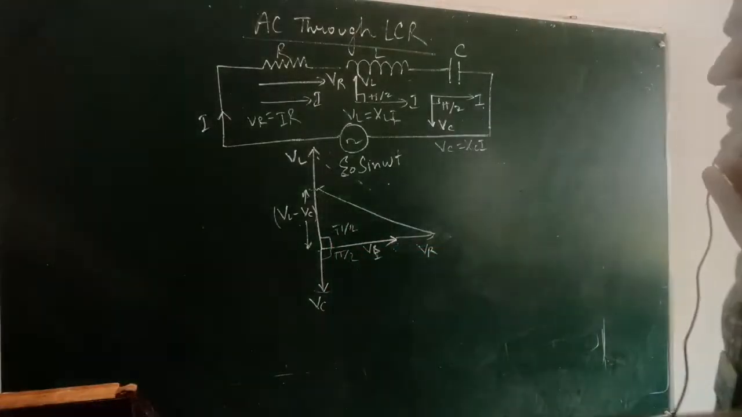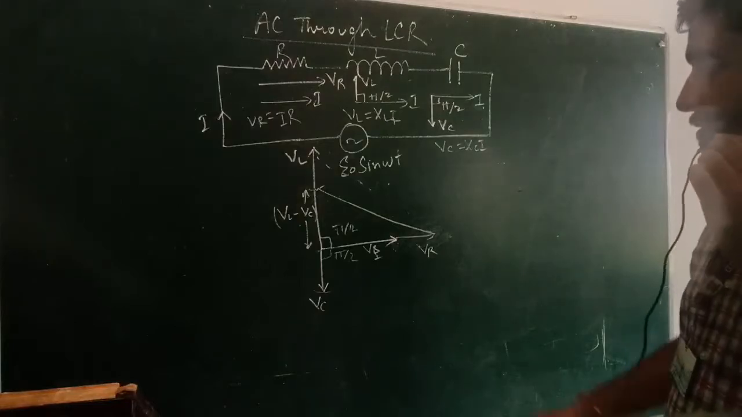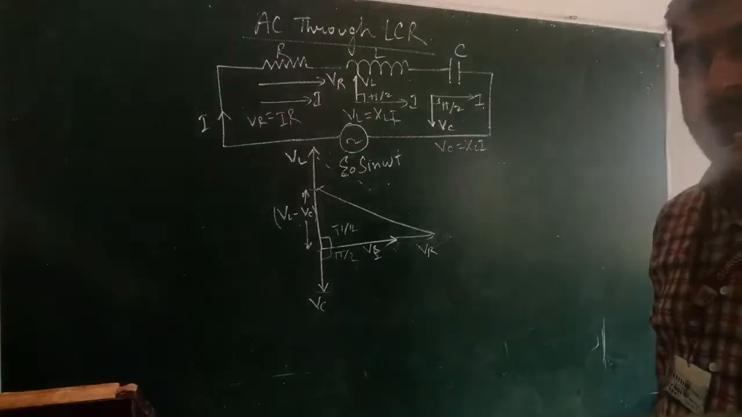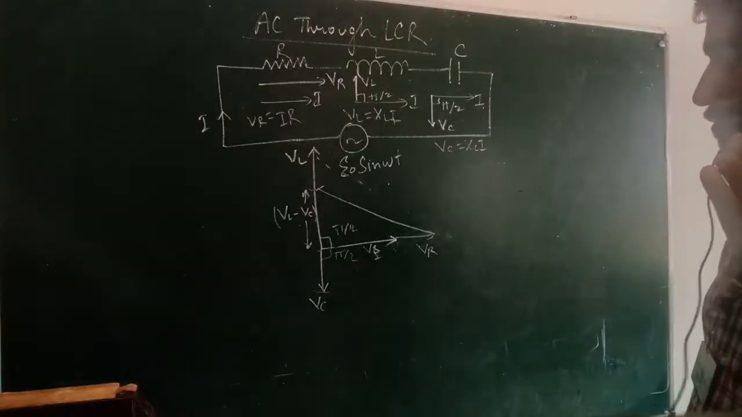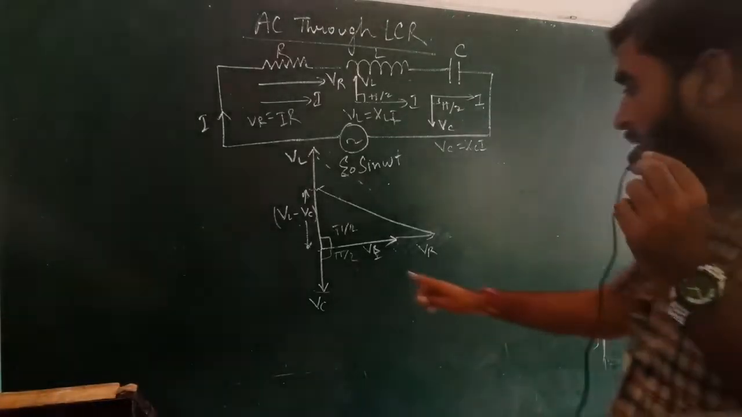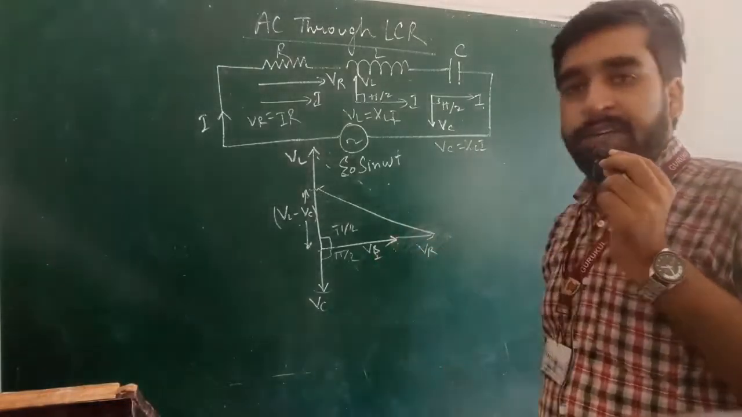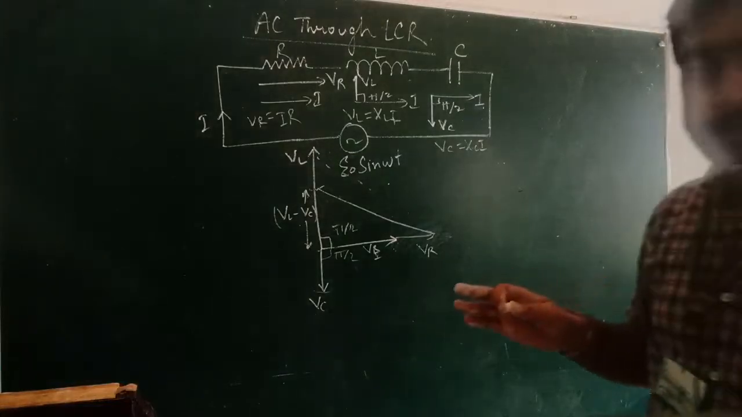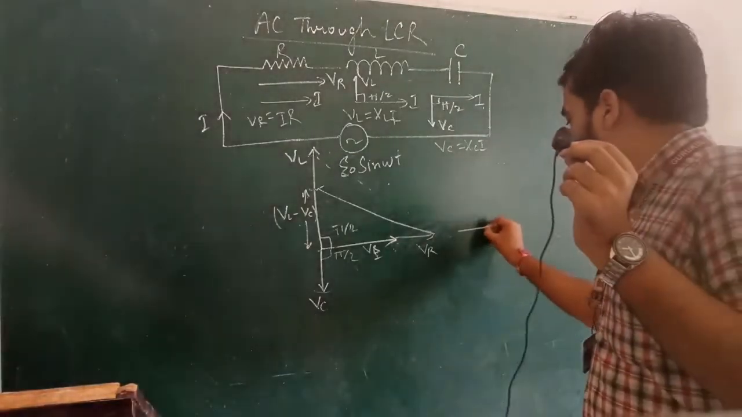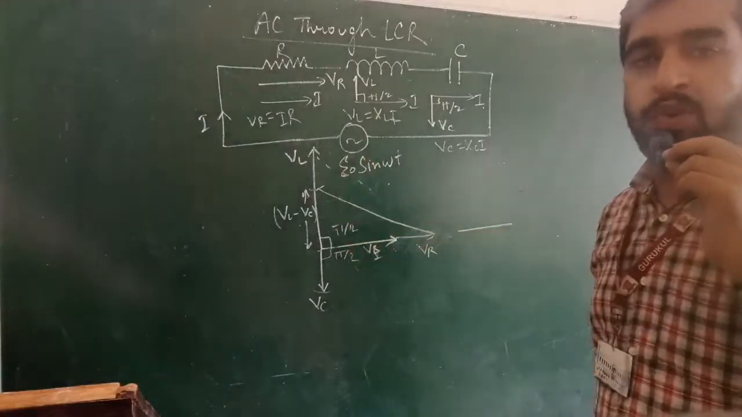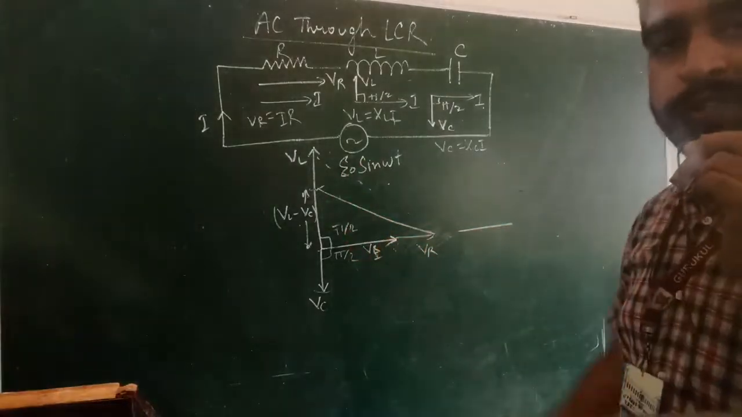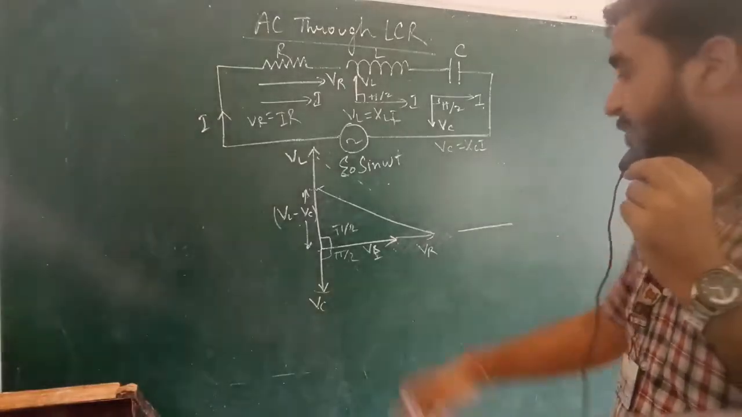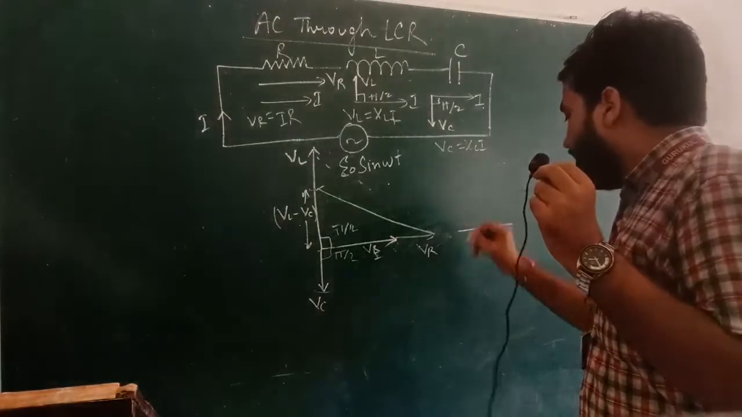Now how to calculate this net voltage? Obviously we can see that there is a right angle triangle. We can apply the Pythagoras theorem if needed. And before this, one more thing I want to do. Suppose we apply Ohm's law. Voltage divided by current is resistance. So suppose I divide this whole phasor diagram by current. Then voltage divided by current will be resistance. So this is going to be resistance.